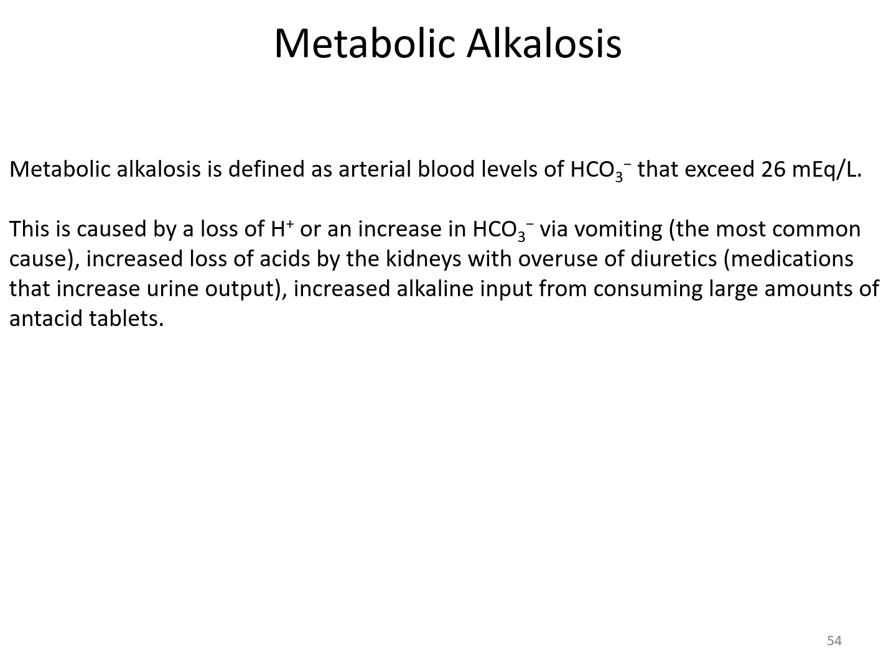The last one is metabolic alkalosis. This is defined as arterial blood bicarbonate levels that exceed 26 milliequivalents per liter. Again, it was from 22 to 26, and as you go above 26, you're in metabolic alkalosis. This is going to be caused by a loss of hydrogen or an increase in bicarbonate through vomiting, which is the most common cause. Other causes are increased loss of acids by the kidneys if you are overusing diuretics, or increased alkaline input from consuming a large amount of antacid tablets. Any of those can lead to metabolic alkalosis.